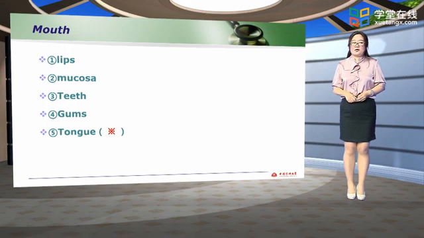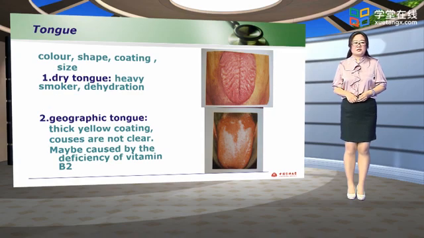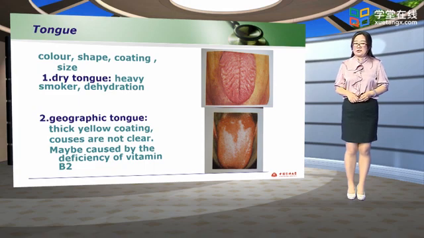When we examine the mouth, we also examine from outside to inside: the lips, mucosa, teeth, gums, and tongue. Tongue is the key part here. And the different shapes of tongue indicate corresponding diseases. Dry tongue means that the patient may have dehydration or uremia, or is a heavy smoker. Geographic tongue means that the tongue is covered by thick yellow coating like a map. The cause of geographic tongue is not clear, and may be the deficiency of vitamin B2.